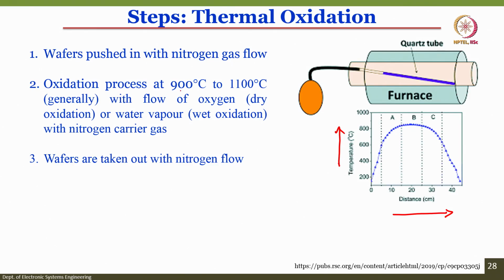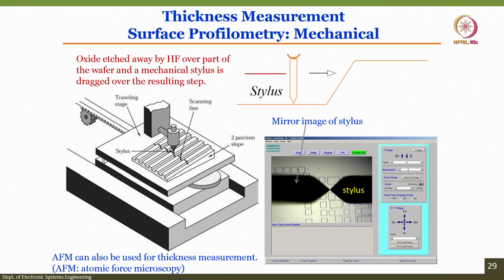Oxidation process is between 900 degree centigrade and 1100 degree centigrade, with a flow of oxygen, which is dry oxidation, or water vapor, which is wet oxidation, and wafers are taken out with the nitrogen flow. So, again when you finish the oxidation cycle, you need to start the nitrogen again, let the furnace cool down, and then you can take out the wafers from the furnace in the presence of nitrogen flow.